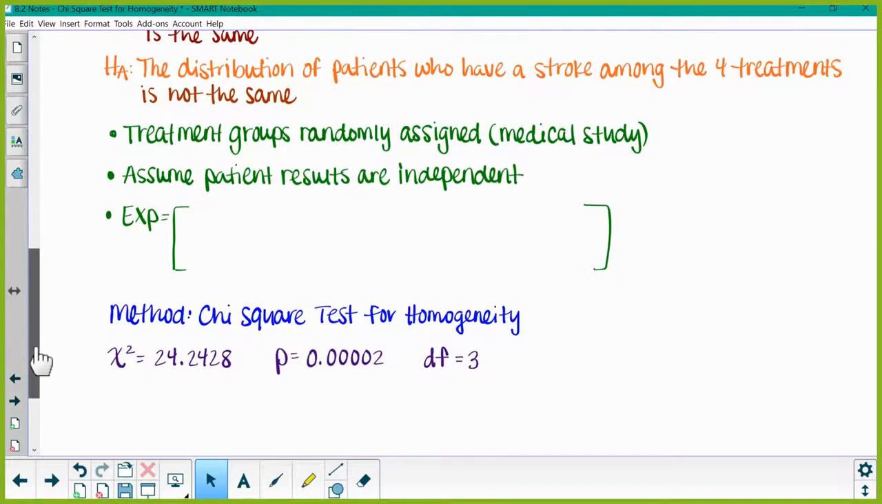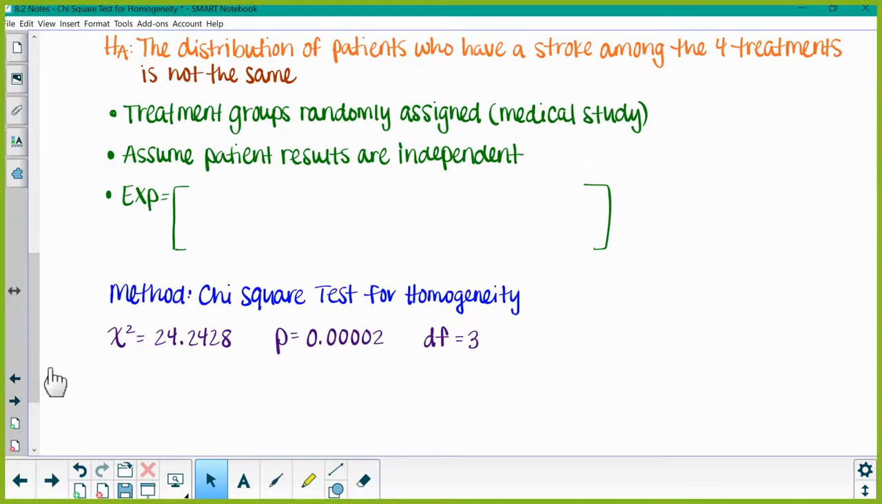Chi-squared is equal to 24.2428. I went ahead and wrote the 2. I went 5 decimal places on this one only because I generally like to have a number there if one is showing. If it's like to the negative 25, I'm going to assume that's essentially 0. If you said this was essentially 0, it would be acceptable. Degrees of freedom is 3.